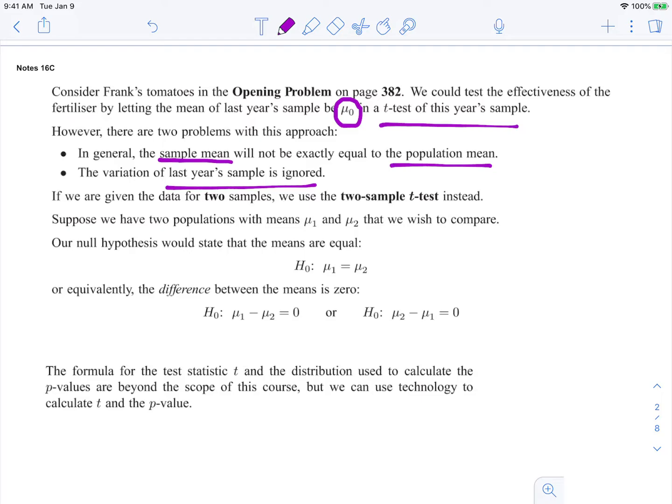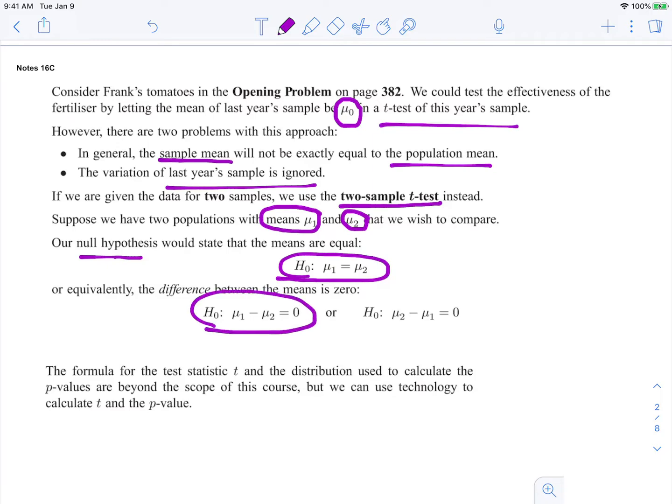If we're given the data for two samples, we use a two-sample t-test. Suppose we have two populations, and their means are represented, the mean of 1 and the mean of 2. Our null hypothesis would state that the means are equal, or equivalently, that the difference between the means is 0. So that's your null hypothesis.